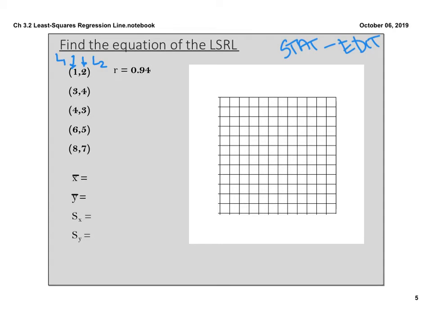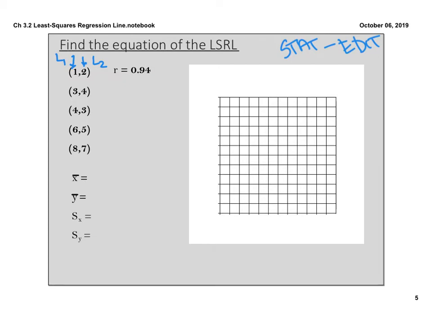And now I'm going to enter in all my x values into L1. So 1, 3, 4, 6, and 8. I put all my x values in. It's important to put the corresponding x value with the corresponding y value, so I'm going to go in the same order: 2, 4, 3, 5, 7. So that data is in for my L1 and my L2.